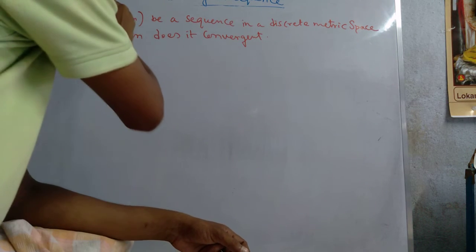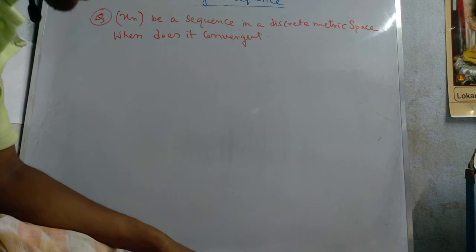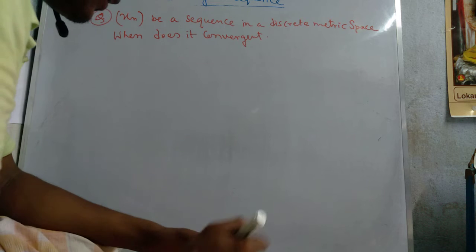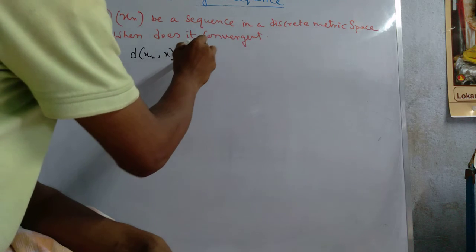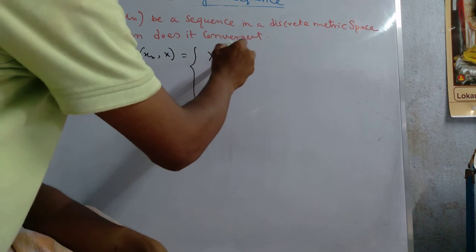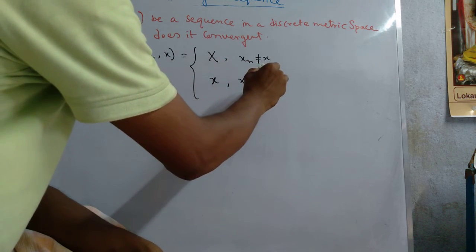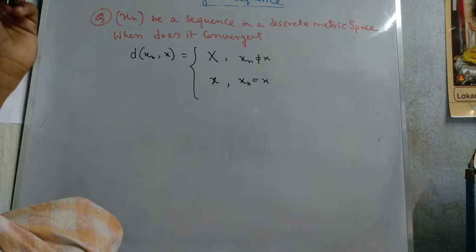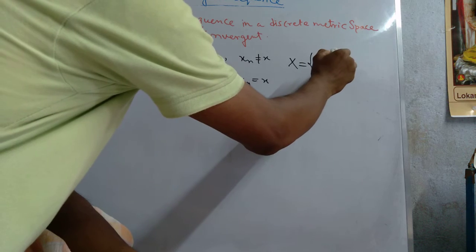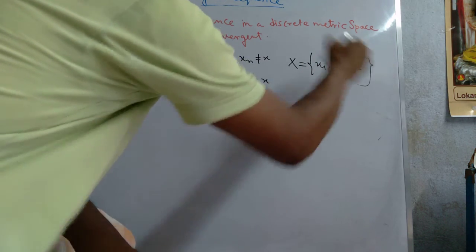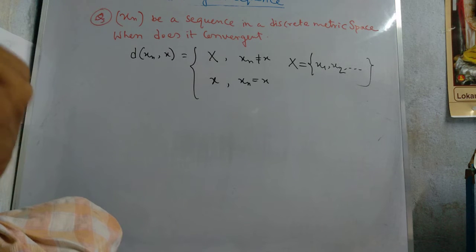Okay, this one is a question. So we know about that: the discrete metric d(xn, x) equals 1 if xn is not equal to x, and 0 if xn equals x. So if X is a set, a collection of distinct points, then this happens.